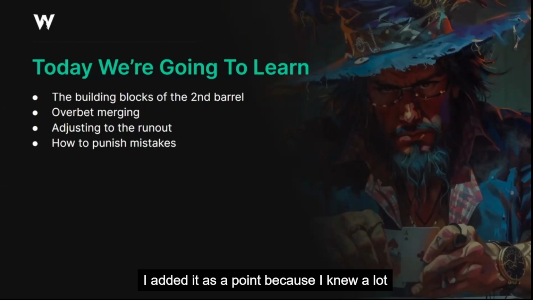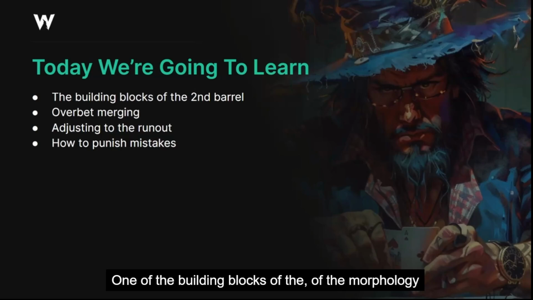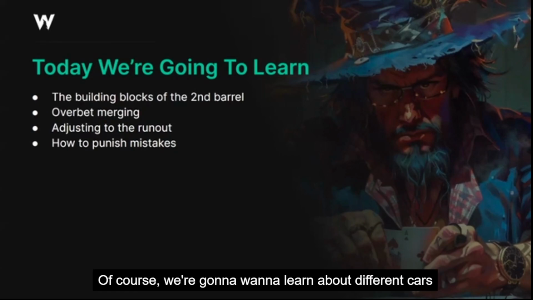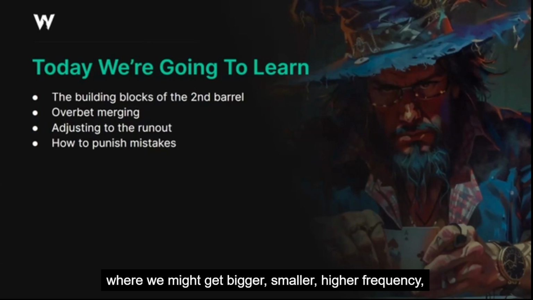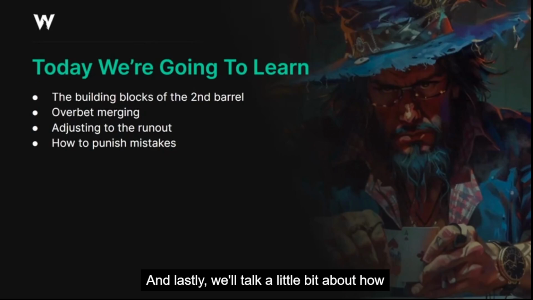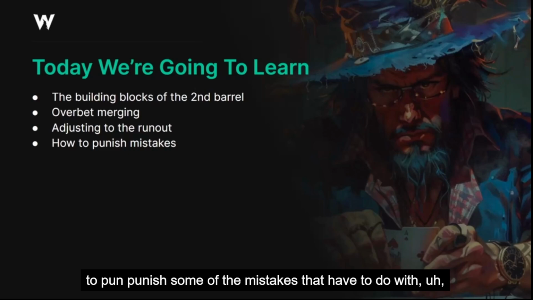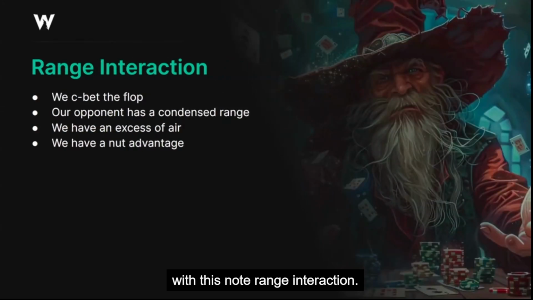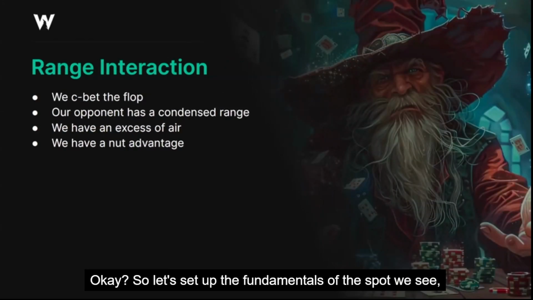I added it as a point because I knew a lot of people would find it fancy and gimmicky and they would like it. Basically, it's one of the building blocks of the morphology of the barrel, the merges. Adjusting to the runout, of course, we're going to want to learn about different cards where we might bet bigger, smaller, higher frequency, lower frequency, and why. And lastly, we'll talk a little bit about how to punish some of the mistakes that have to do with this node range interaction.